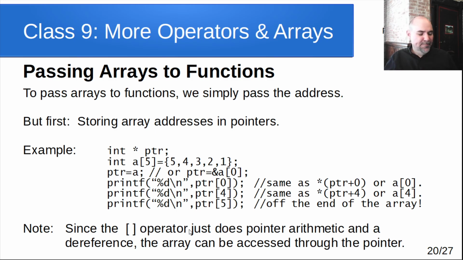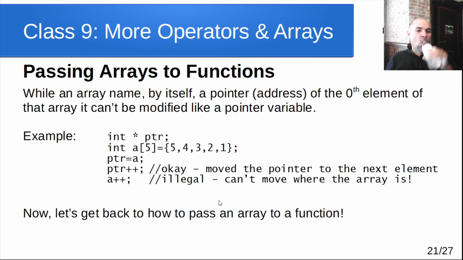So notice that the square bracket notation just takes an address, does some pointer arithmetic on it, and then does a dereference, so we can do that whether there's a pointer here or the array name there. And that's going to be the key for how we're going to pass arrays to functions. We can access that array through a pointer to that array, which is what we're doing here. Okay.